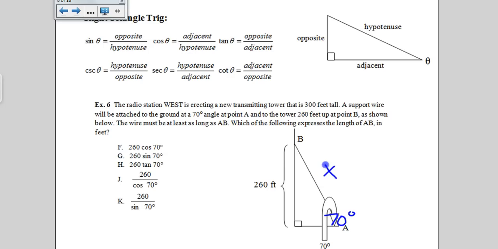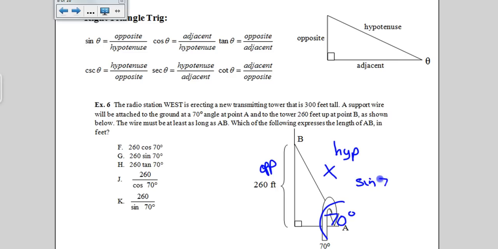And if you notice, all of your answer choices are not actually answers, they're what you would have typed on your calculator. So they don't even want you to find the answer, they just want you to figure out how you would have found the answer. So let's look at what we have. If this is our reference point down here at 70 degrees, we've got the opposite, and we've got the hypotenuse, which tells me I would use sine.